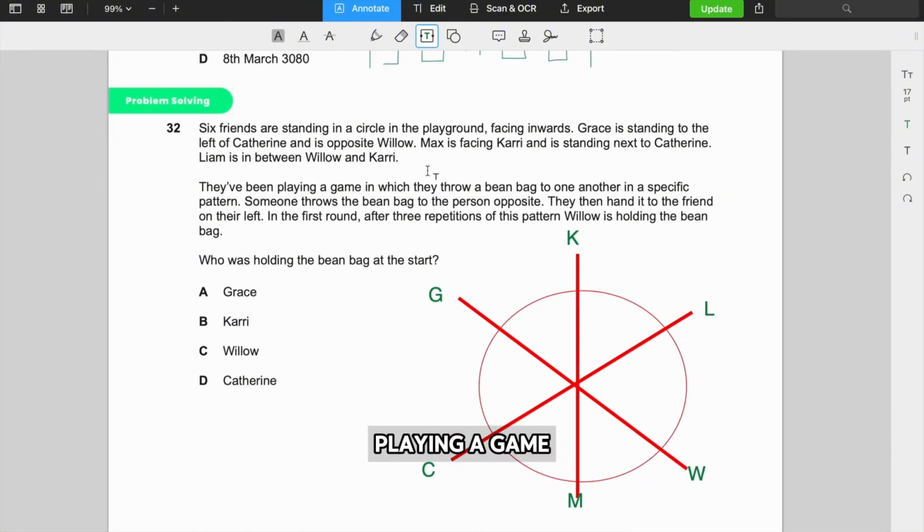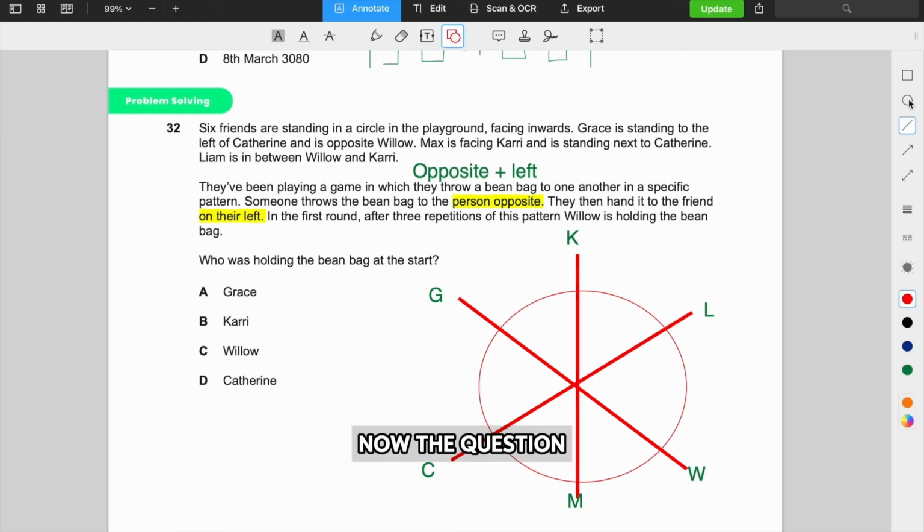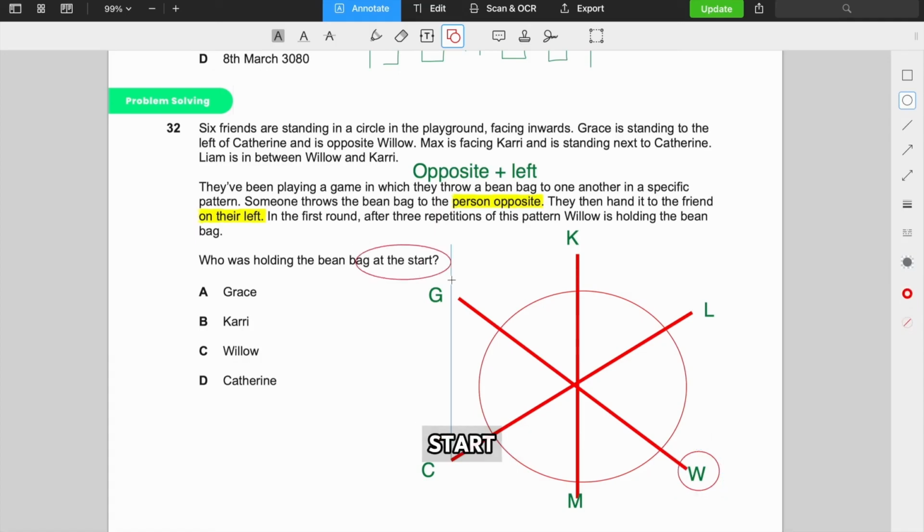Okay? So they've been playing a game in which they throw a beanbag to one another in a specific pattern. So basically it's firstly you throw to the person opposite and then you hand it to the left. Okay, so opposite, left, that's the pattern. In the first round, after 3 repetitions of this pattern, Willow is holding the beanbag. So Willow is holding the beanbag. Now, the question is, who was holding the beanbag at the start? So we know what happens after 3 rounds. So we have to actually work backwards. So how do we work backwards?